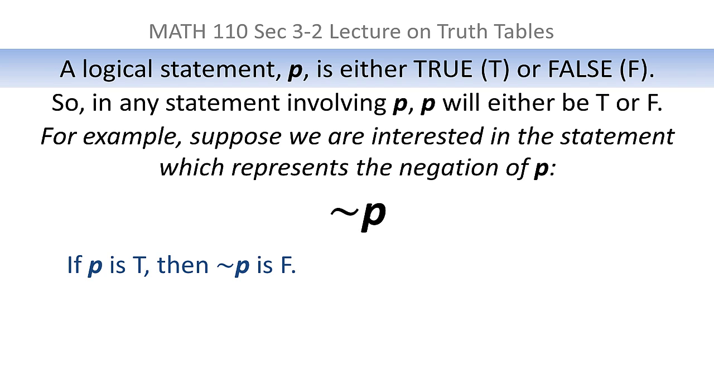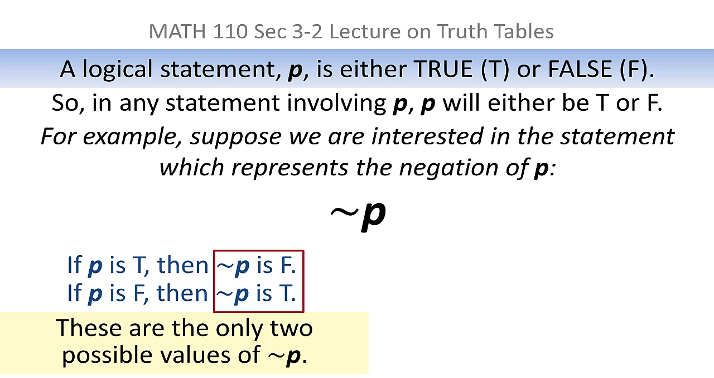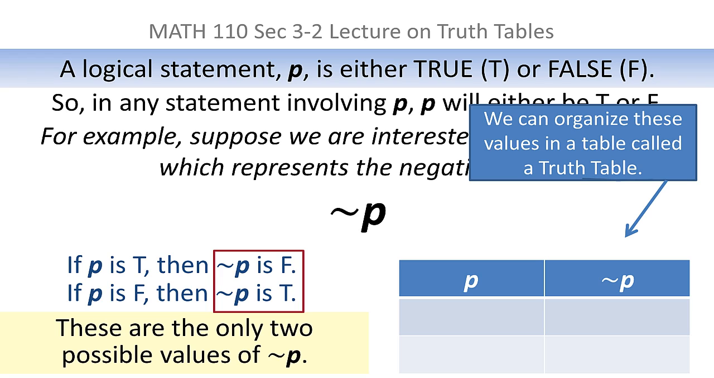If the original statement P is true, then the negation of P is going to be false. By the same token, if the original statement P is false, then the negation of P will be true. And we can organize those values, and those are the only two possible values. We can organize them in something called a truth table.